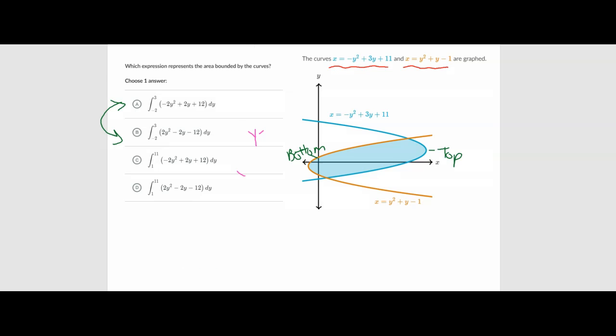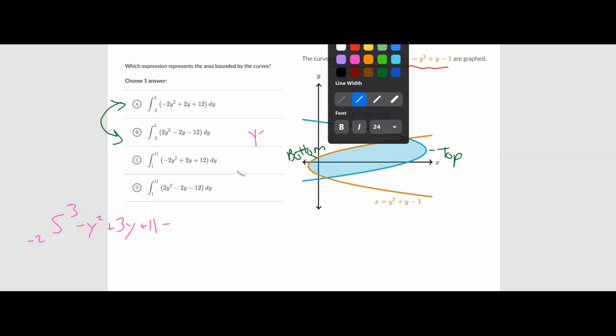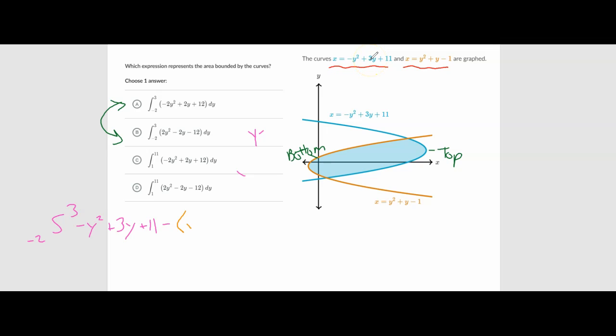I also know that, well, let's just set this up actually. So we're going from -2 to 3, top minus bottom. Top function is the blue, so I get -y squared plus 3y plus 11 minus the bottom. So minus the quantity y squared plus y minus 1. Put those in brackets. We're integrating with respect to y. And then we just need to simplify, right?